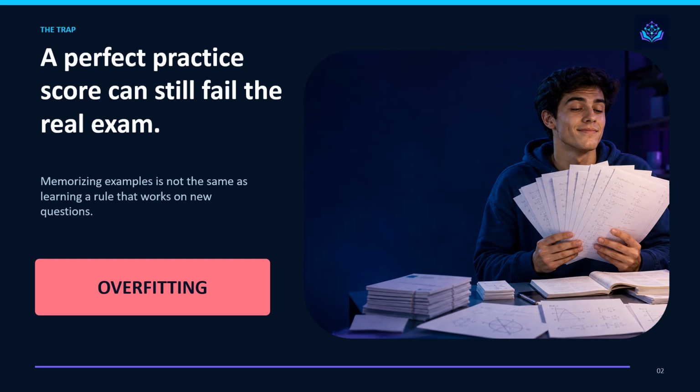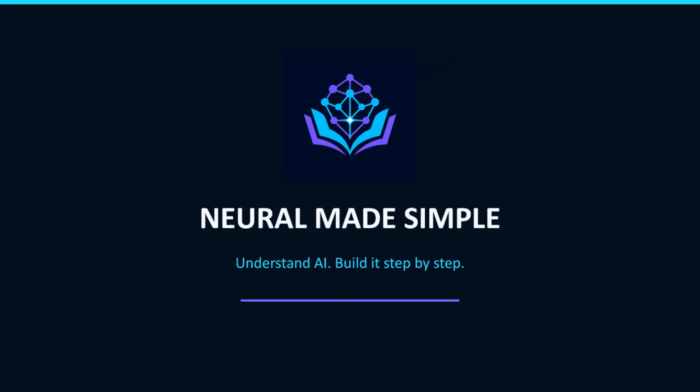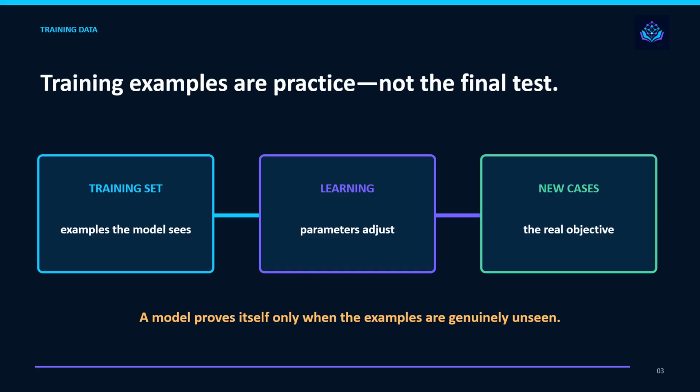An AI scores 99% in training, then fails on new data. It didn't learn. It memorized. Neural Made Simple. Training examples are practice, not the final exam. In the next 5 minutes, you'll learn how to spot overfitting, why it happens, and 5 practical ways to reduce it.